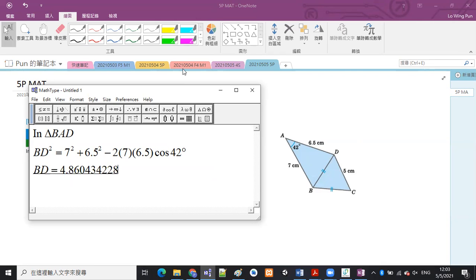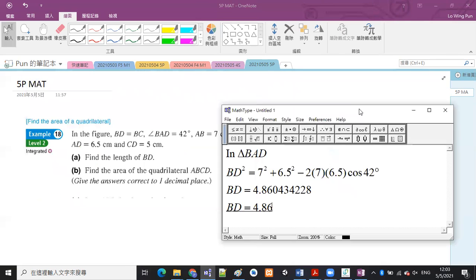4.860434228. As this will be the answer for part A, you need to take 3 SF. So BD will be equal to 4.86. Do we have a unit? Yes. Wait. The question asks us to correct to 1 dp, not 3 SF, which should be 4.9 cm. This one is correct to 1 decimal place. But this is not the final part.